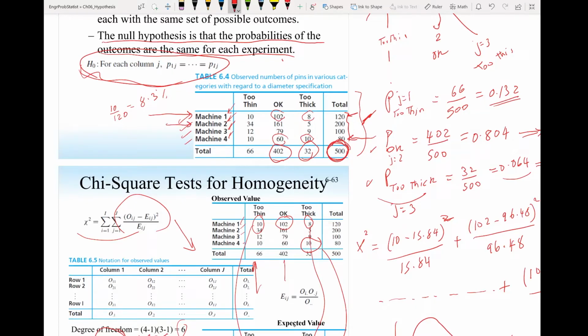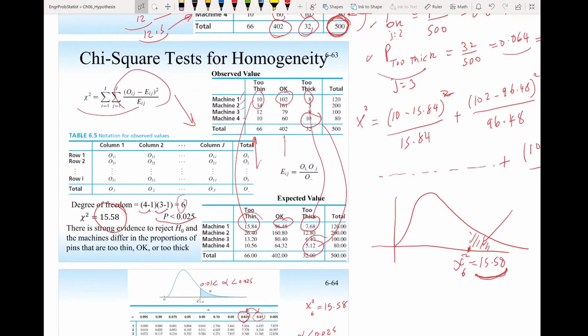For machine 2, that will be 34 divided by 200. So this will be 17%. And for machine 3, it will be 12%. And for machine 4, 12.5%. So they are varying from the 13.2 that we assumed all of them would have. So there is a big deviation. This comes close to the 13.2. This comes close, but this is much more. This is much smaller. So when we did the whole test, not just for one, we did it for okay and too thick, and the difference is just too large for them to be homogeneous. And the evidence is too strong not to reject it.